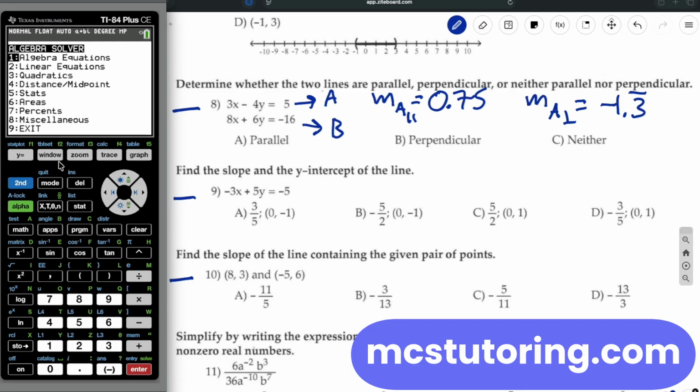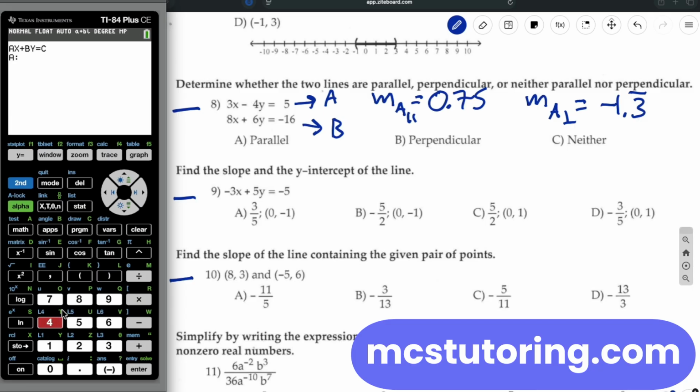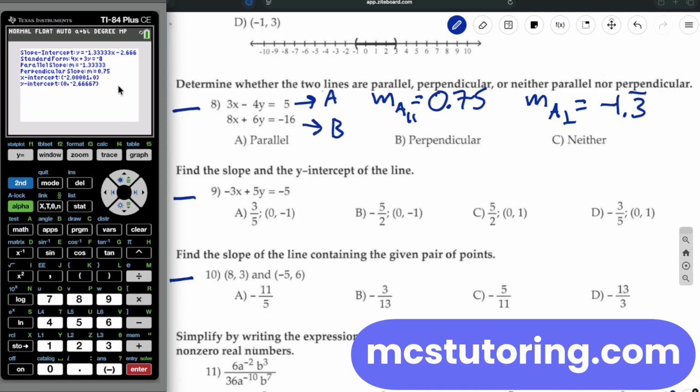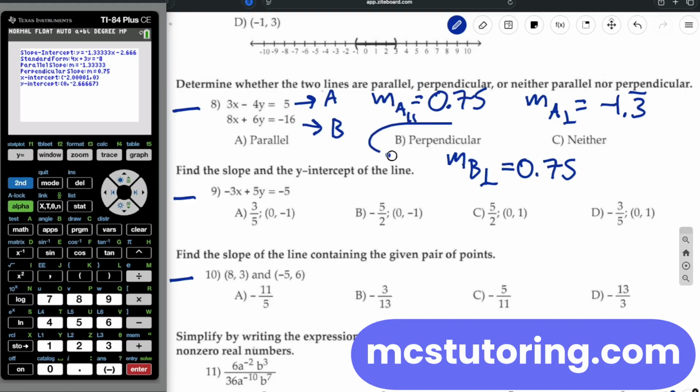Now back to this. For linear equation, do the B equation here. We're given standard form. And then A is 8. B is 6. And then what's that number? -16 at the end. So we're going to put a negative sign right there. 16. And then it looks like parallel is -1.33. Perpendicular is 0.75. Oh my gosh. So MB perpendicular slope, right? M of this one is 0.75. So the parallel for this one is 0.75. Perpendicular for this one is 0.75. They are perpendicular to each other.